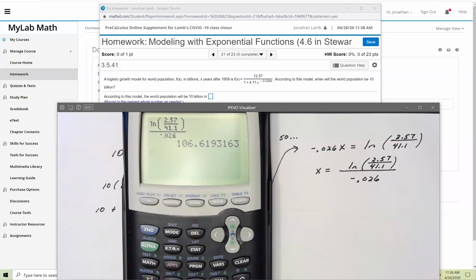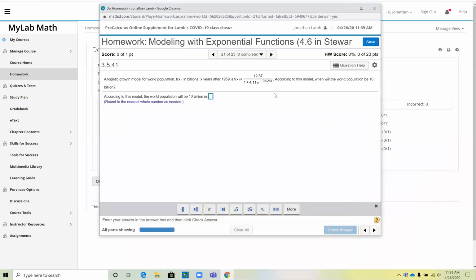I'll get 106.619. Rounded to the nearest number, that's going to be 107. So it says the world population will be 10 billion in... well, the original was x years after 1959. I found x to be 107, so I'd say plus 107. So it's going to be 10 billion in the year 2066, rounded to the nearest number. We put our 2066 right here and check that answer.